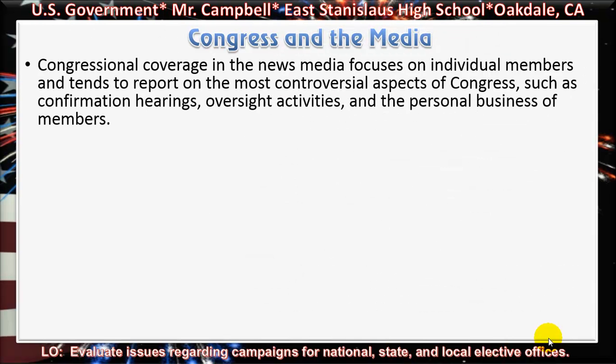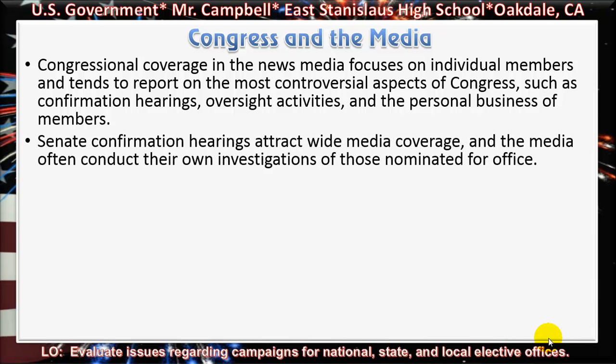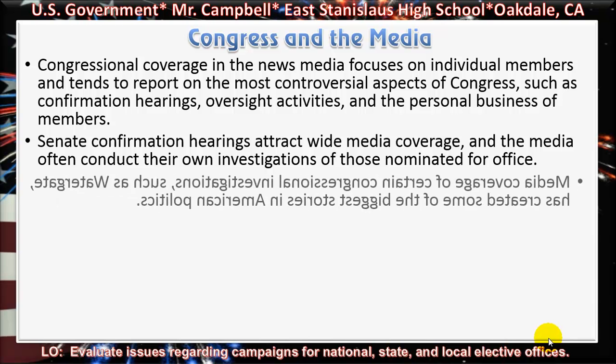Congress and the media. Congressional coverage in the news media focuses on individual members and tends to report on the most controversial aspects of Congress, such as confirmation hearings, oversight activities, and the personal business of members. Senate confirmation hearings attract wide media coverage, and the media often conduct their own investigations of those nominated for office.